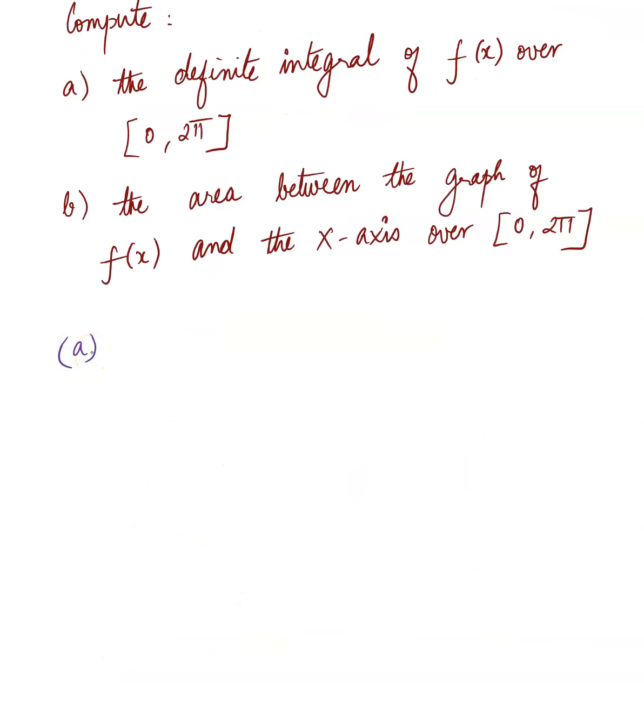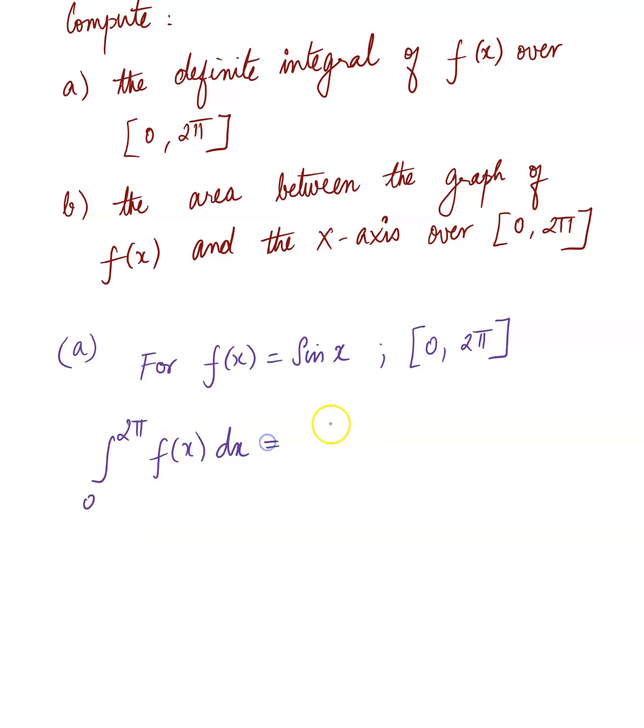So in part A, for f of x equals sine x, and this was over 0 to 2 pi, integral 0 to 2 pi, f of x dx, that will be the same as integral 0 to 2 pi sine x dx, right? Because I was trying to just interpret the question as it said. The definite integral of f of x over 0 to 2 pi would be written like this, and you replace the f of x as sine x.